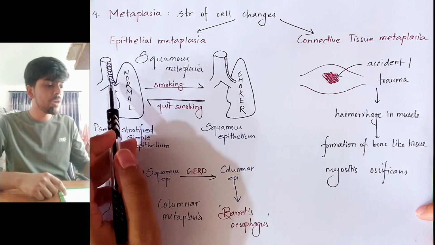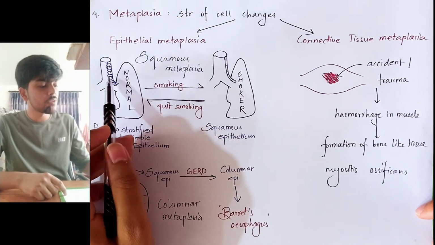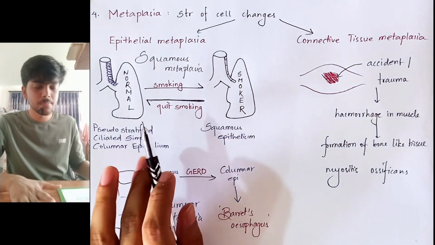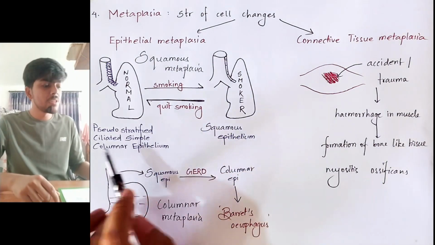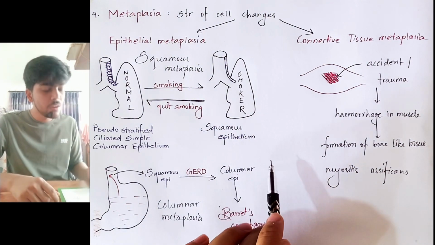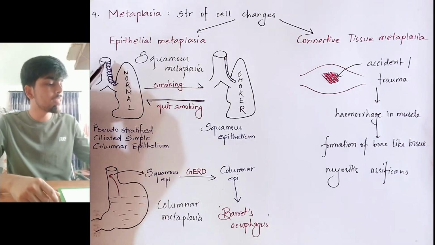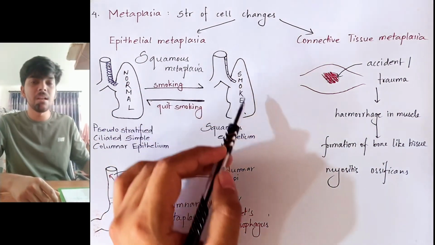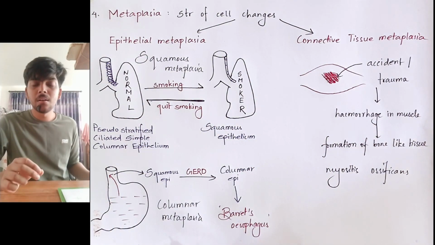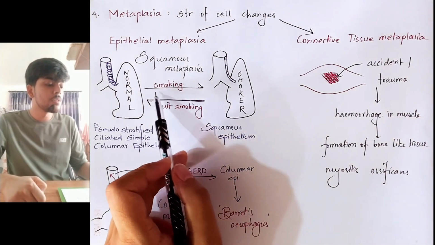This right here is the respiratory tract of a normal person or a non-smoker, which is lined by pseudostratified ciliated columnar epithelium. Basically, there are columnar cells. However, let's suppose this non-smoker starts smoking. Then due to the effect of the smoke, the epithelium which once contained columnar cells gets converted to squamous epithelium and contains squamous or flat cells. What has happened here? There has been a change in the structure of the cell itself. And this has occurred due to smoking.